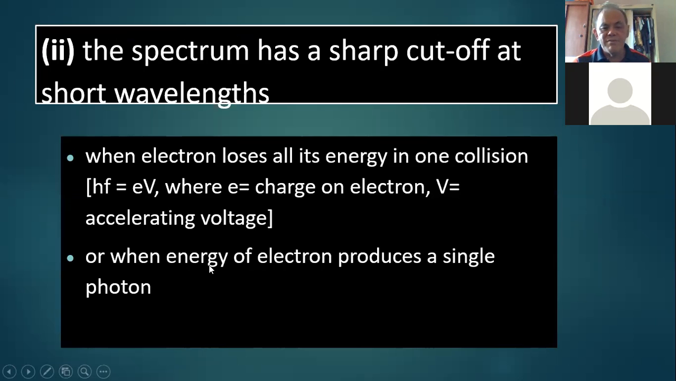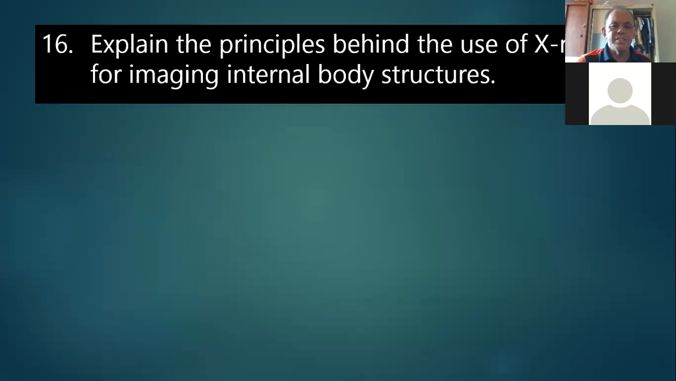Or when the energy of the electron produces a single photon. One electron gives its energy completely to produce one X-ray photon. Let's explain the short wavelength. This one is to teach you how to answer the question. Explain the principle behind the use of X-ray for imaging internal body structure.